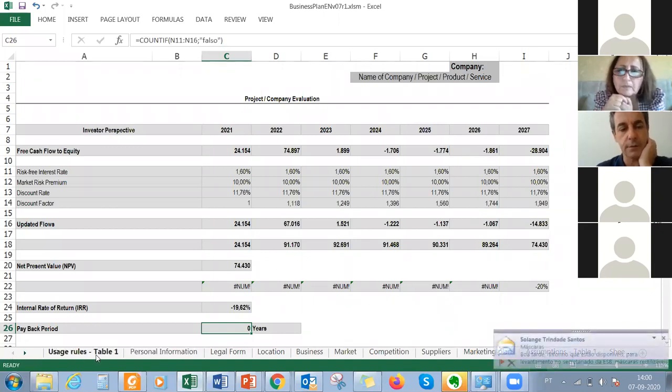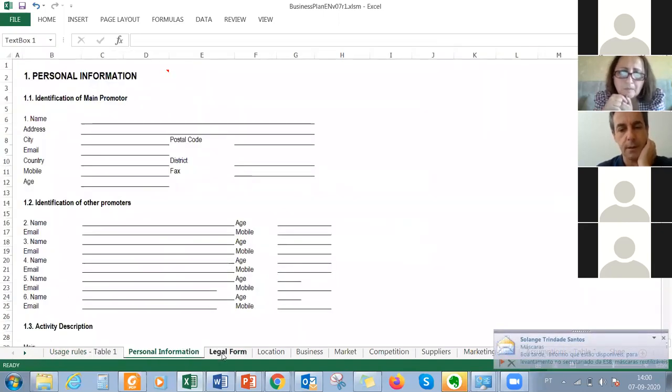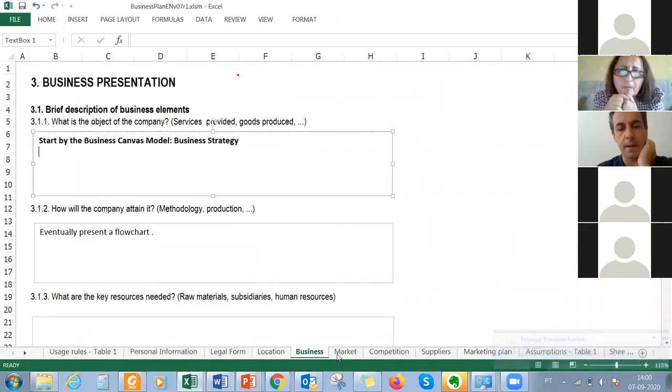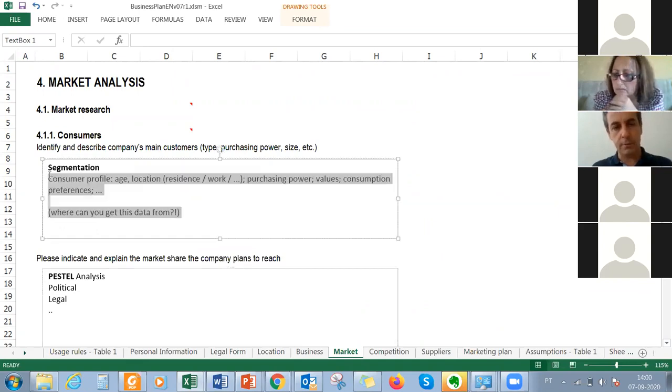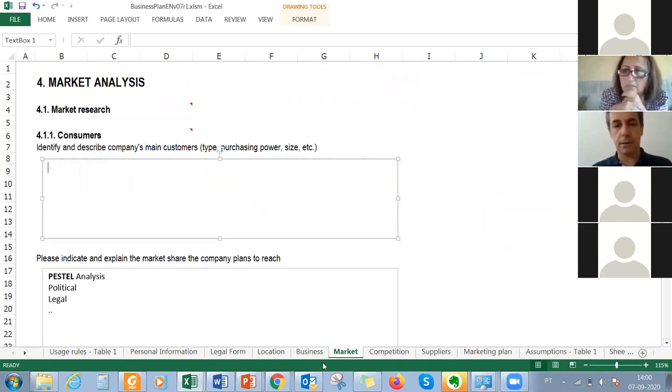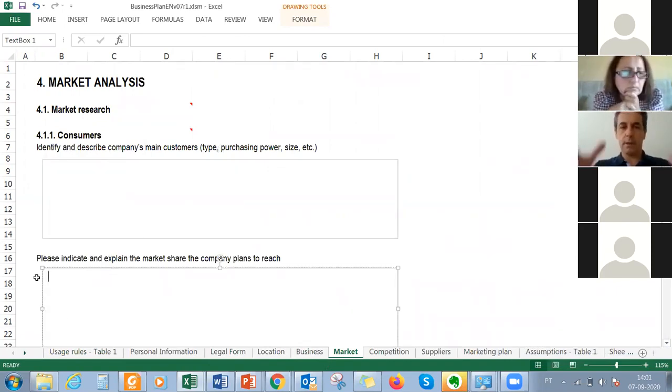So you see all those forms. Yes, we offer this to the students, but without any kind of information. Each group of students will have the template, a clean template to start working on. So it is a template for each group of students.